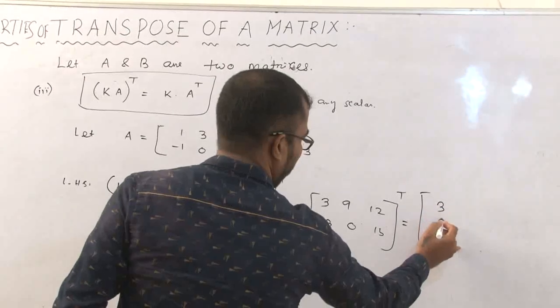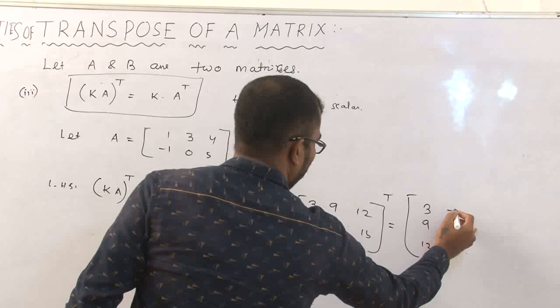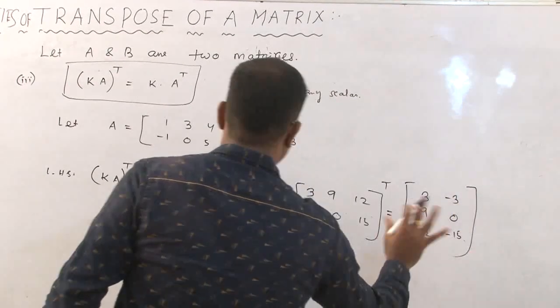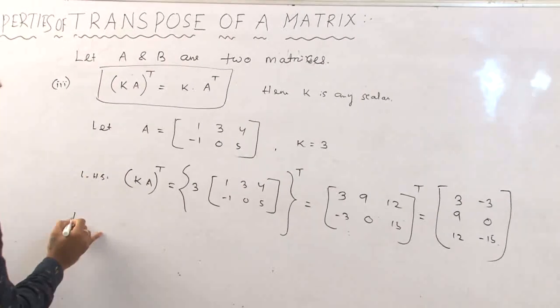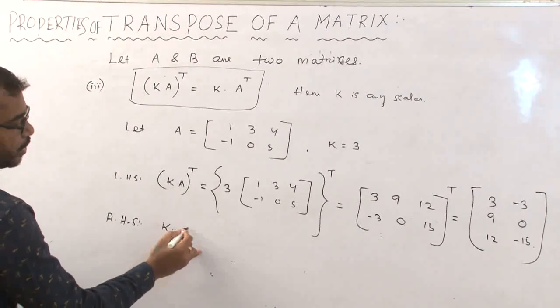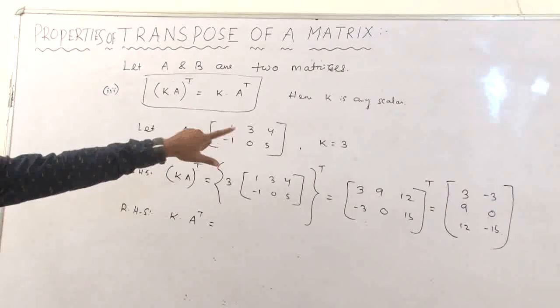Transpose of a matrix means changing rows into columns. So we can write 3, 9, 12. The first row changes to the first column and the second row changes to the second column. And this is the value of the left part. Now we take the right part, that is the right hand side, K into transpose of A. Now put the value of K. Here the value of K is 3.